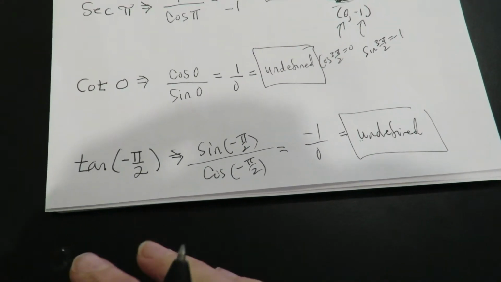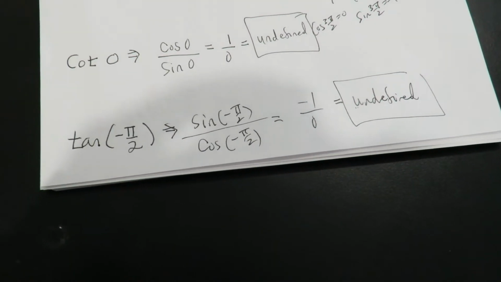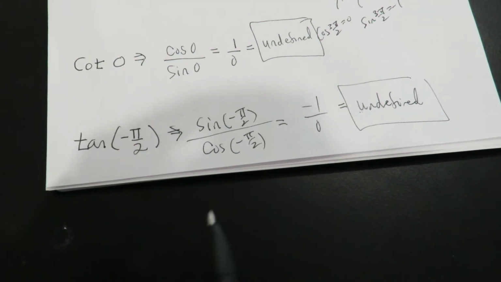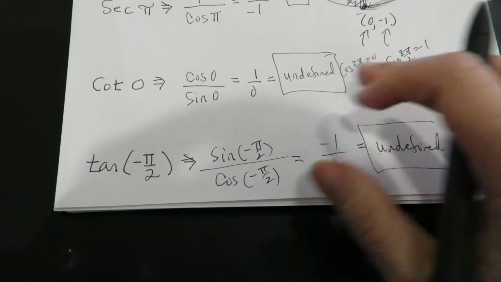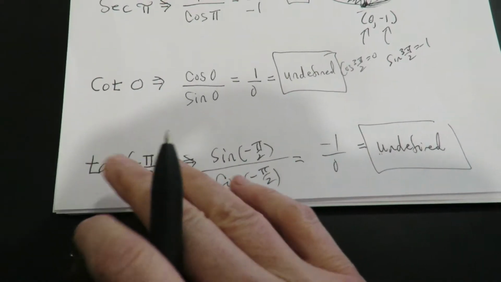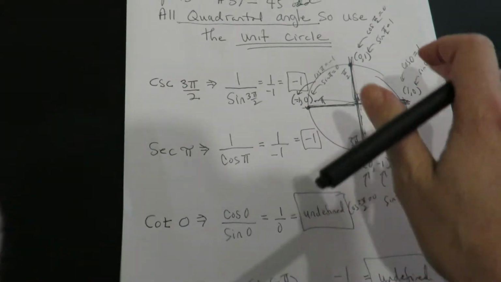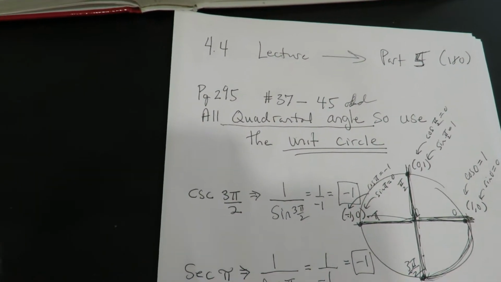Graphically, the same thing is happening. If you look, and we will get into the graphs, but if you look at the tangent at an angle of negative pi over 2, you will notice that there's a vertical asymptote there. So this angle is actually a domain restriction. Okay, gang, that's this part using the unit circle, and that should help you with this part of the homework.